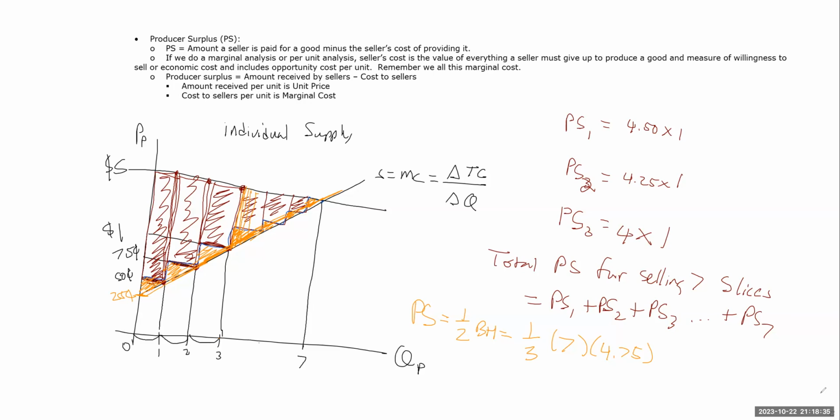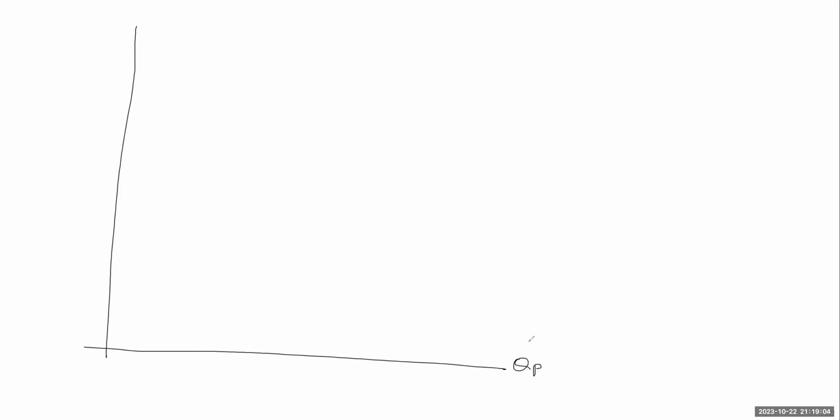Now let's talk about producer surplus and why it makes sense to use the supply curve as the cost curve at a market level. Let's do it now. Quantity of pizza, price of pizza, market for pizza. It's a supply curve. Okay.